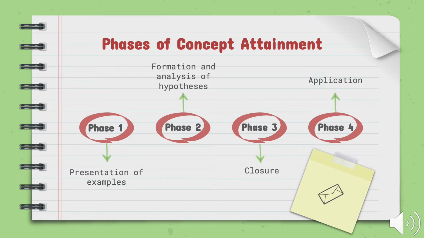In Phase 3, closure, the teacher asks students to summarize the critical attributes of their concept, formulate a definition of the concept, and then reflect on the entire concept attainment process. The last phase, application, the teacher asks students to apply their knowledge in novel situations, so students will apply their knowledge by locating, changing, or creating other examples and non-examples.